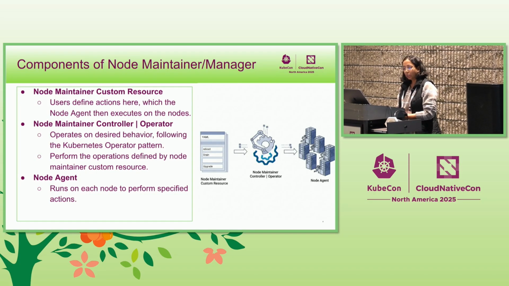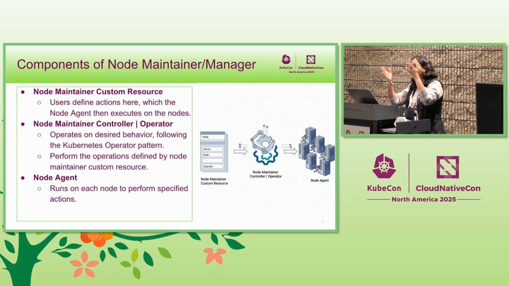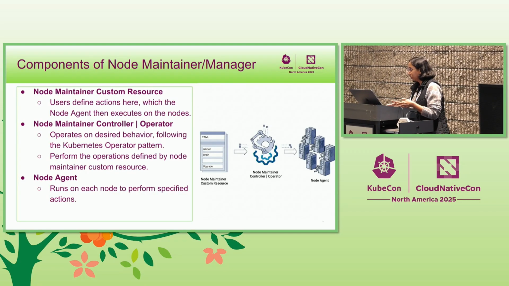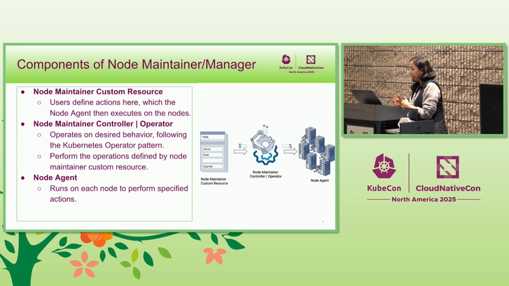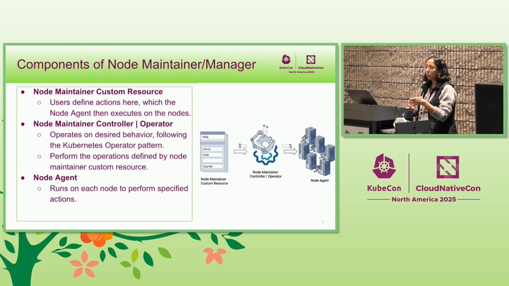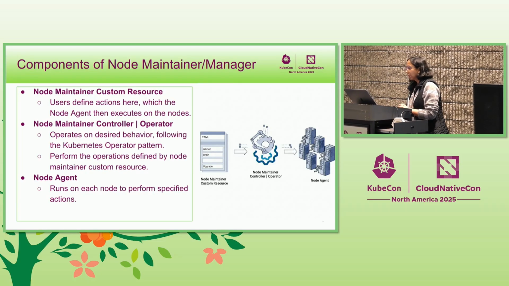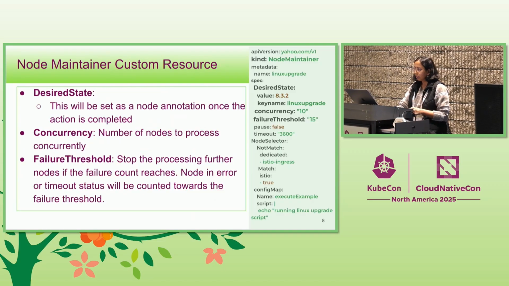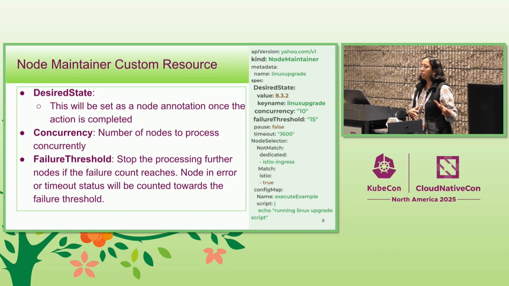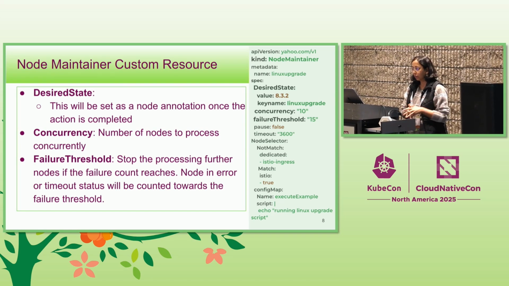The node maintainer controller, like any other operator, uses that custom resource as an input and helps you perform this task automatically. And the third one is the node agent, which runs on each and every Kubernetes worker node and actually helps you execute that targeted maintenance task. Let's dig deeper into each of these components and how they work internally.